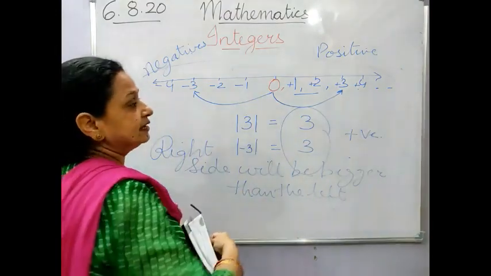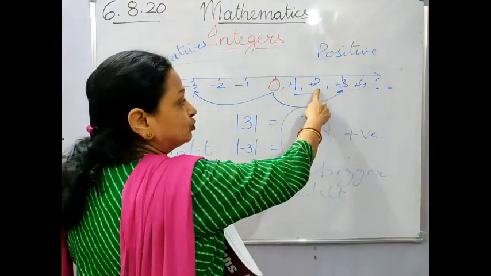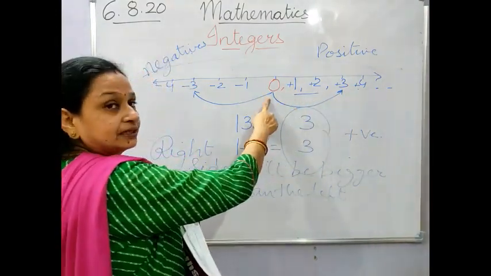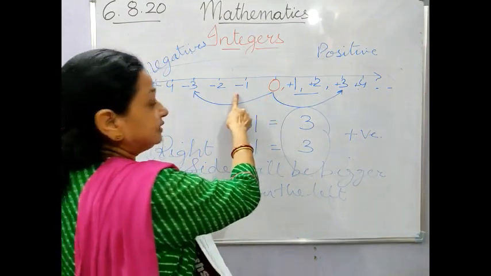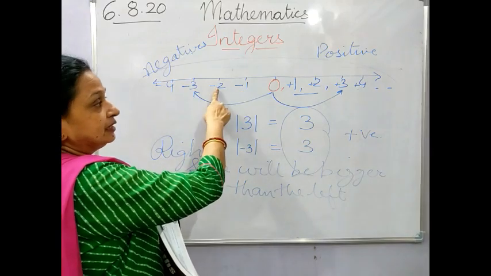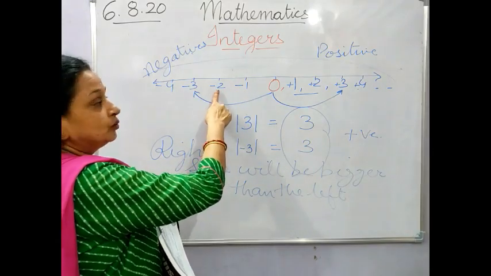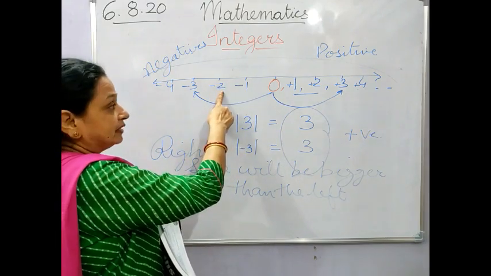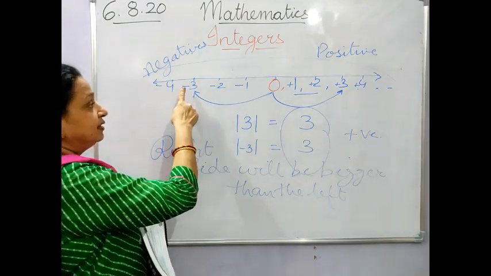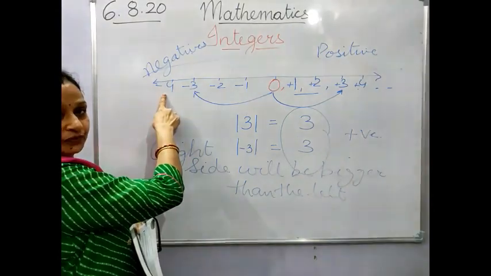Now what does this say? 3 is greater than 2, 2 is greater than 1, 1 is greater than 0. Okay, now see here, -1 is on the right side of -2, that means -1 is bigger than -2, -2 is bigger than -3, -3 is bigger than -4.